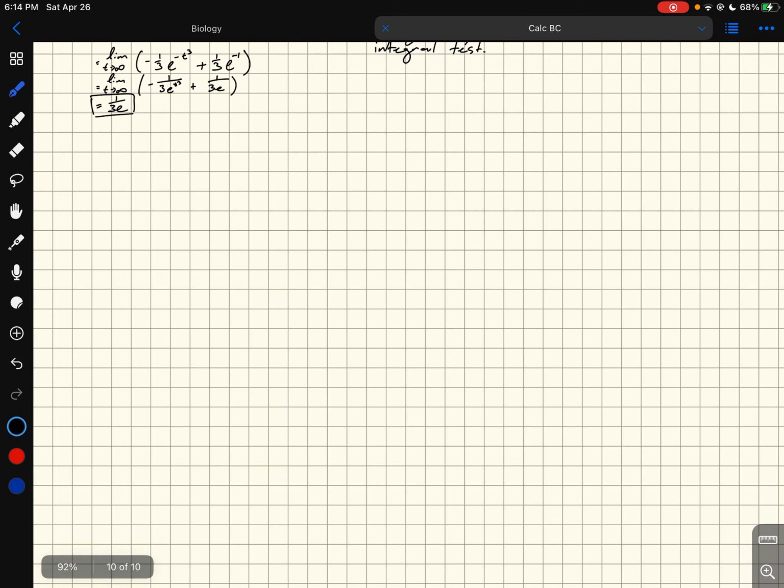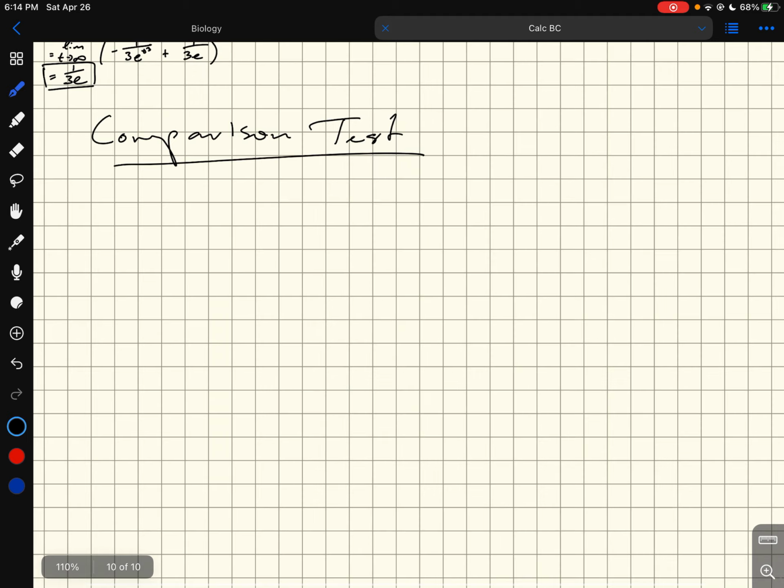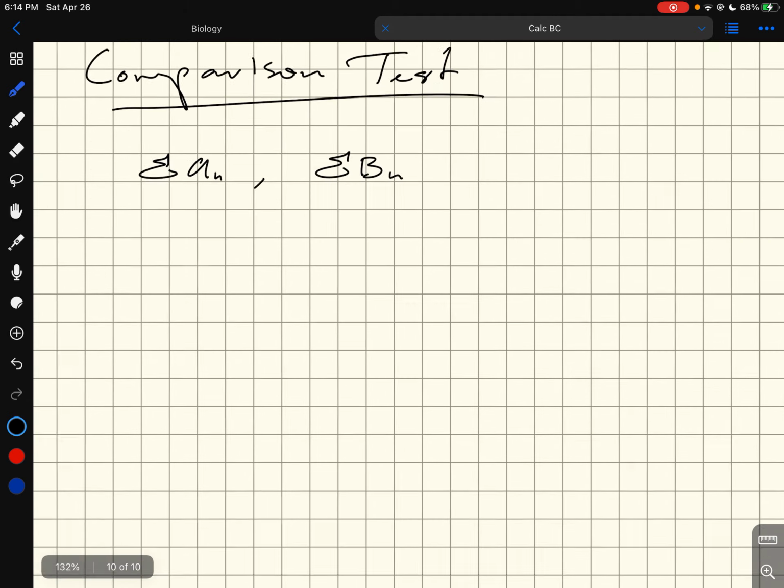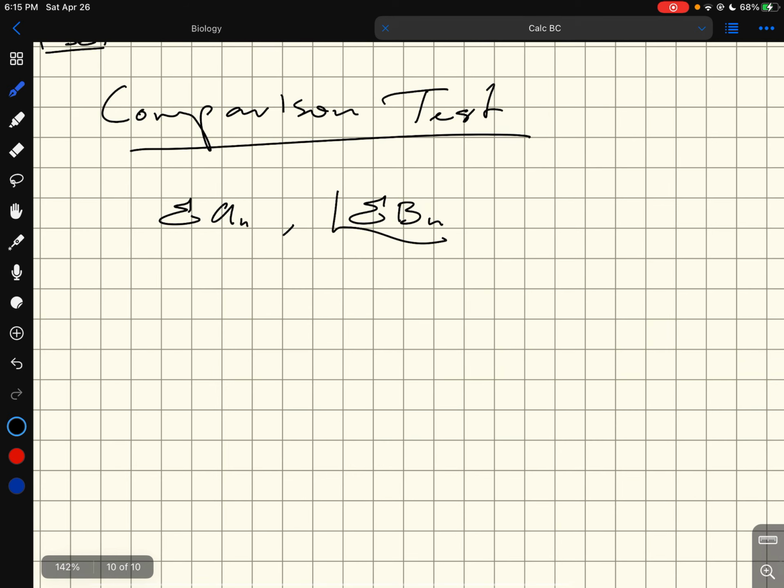Okay, so our next test is the comparison test. Essentially you have two series because you're trying to compare them. We're going to call one A and one B. Actually, let's not be so specific to even name this. You just got one, you got two. And you can tell this is a series because it's a summation of a sequence.